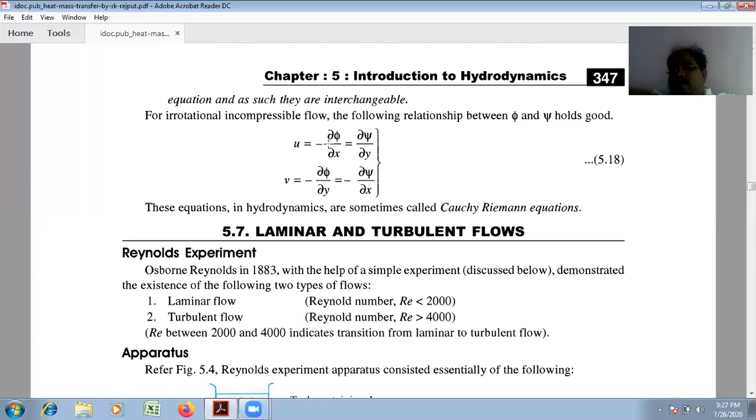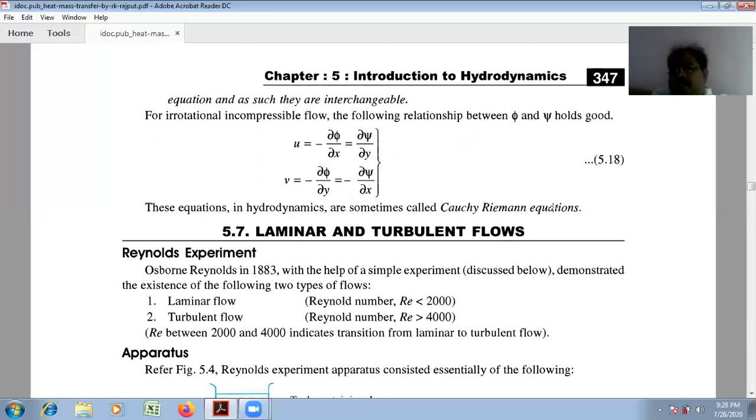So for irrotational incompressible flow, the following relationship between phi and psi holds good. So u is equal to minus del phi upon del x is equal to del psi upon del y, and v is equal to minus del phi upon del y is equal to minus del psi upon del x. These equations in hydrodynamics are sometimes called the Cauchy-Riemann equations. Remember these equations.